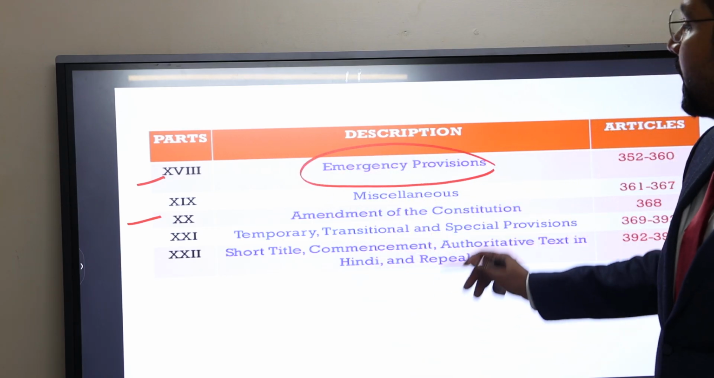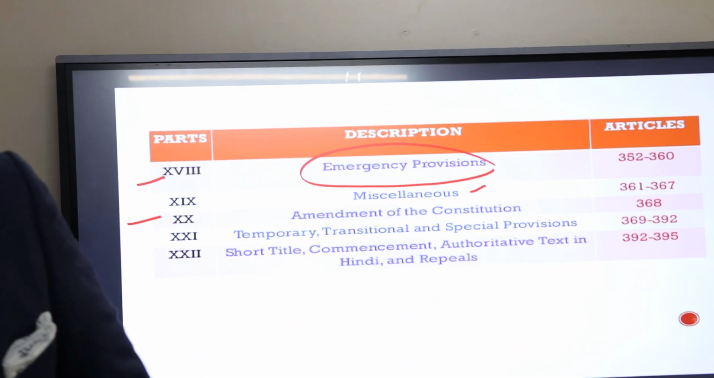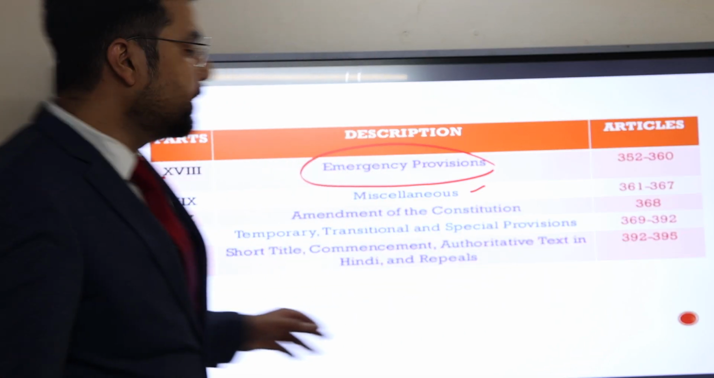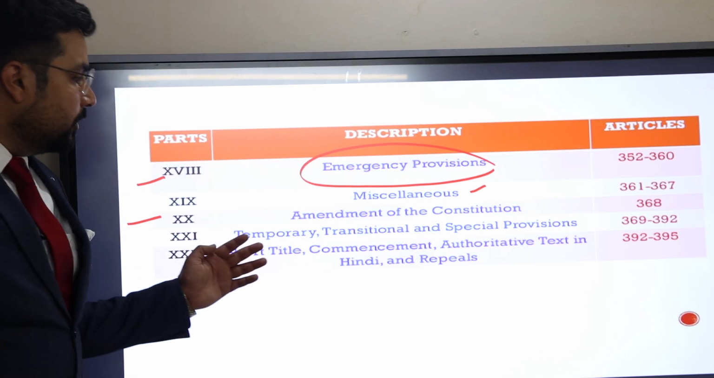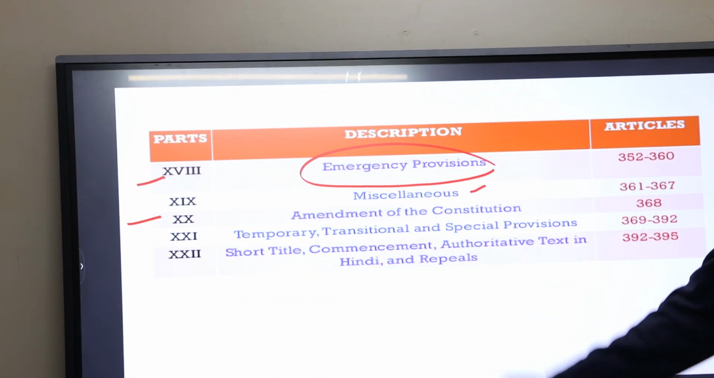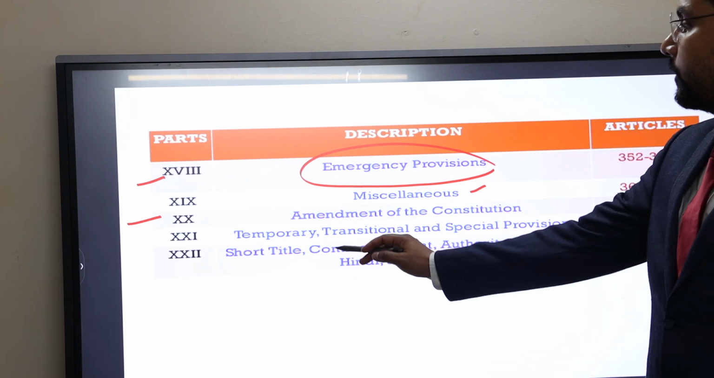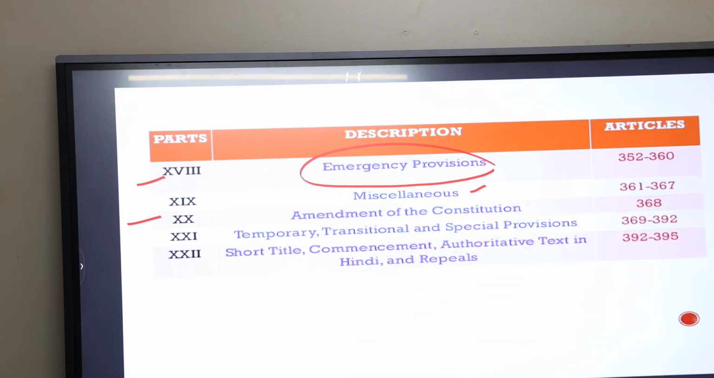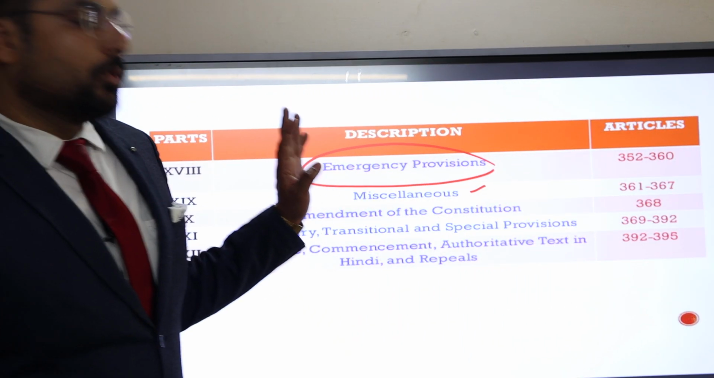Next, part 19 talks about miscellaneous. Miscellaneous means those things that were not mentioned in the different parts would be part of part 19. Next, part 20 talks about the amendment to the constitution. Next, parts 21 and 22. Part 21 talks about temporary, transitional and specific provisions. These were the provisions made when the Constitution of India was implemented, and they became part of the constitution. And the last, short title, commencement, authoritative text in Hindi and repeals, all these are part of part 22.